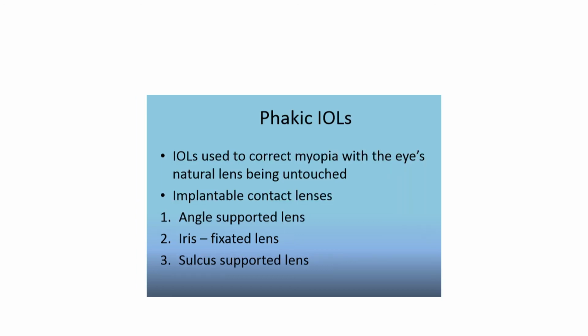Phakic intraocular lens is a special kind of intraocular lens that is implanted surgically into the eye to correct myopia. It is called phakic because the eye's natural lens is left untouched. So these are IOLs used to correct myopia with the eye's natural lens being untouched.